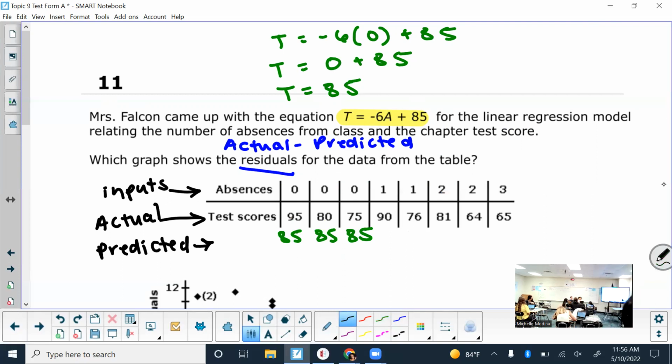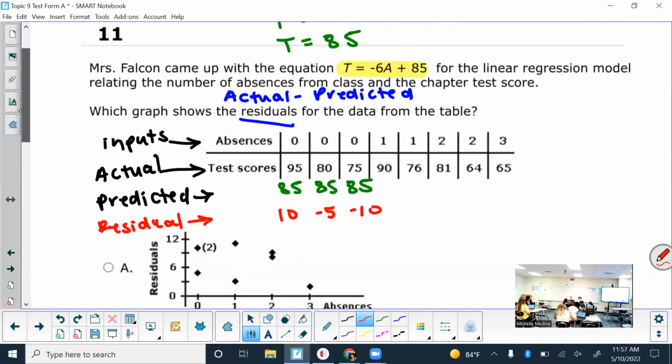So then find your residual. I'm going to have to add in another row here for residual. What's 95 minus 85? 10. So again, actual minus predicted. What's 80 minus 85? Negative 5. What's 75 minus 85? Negative 10.